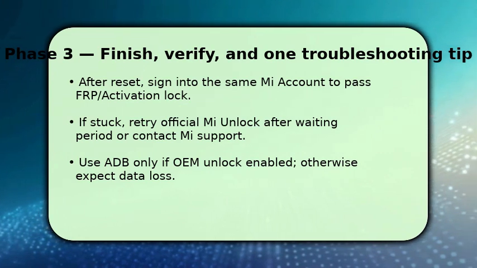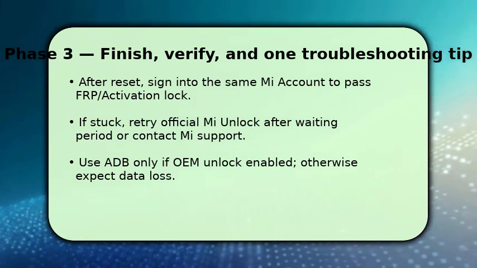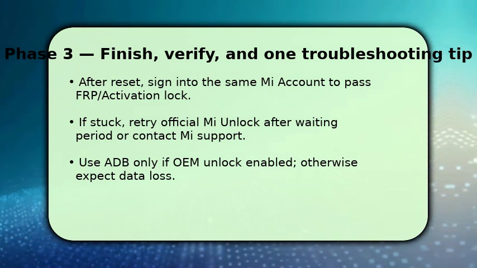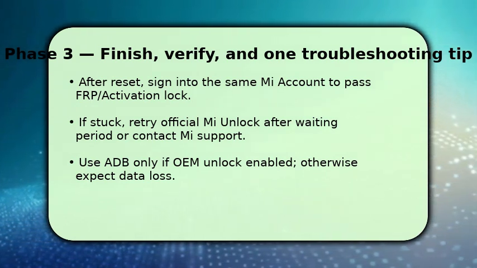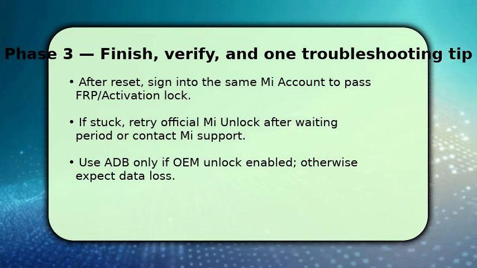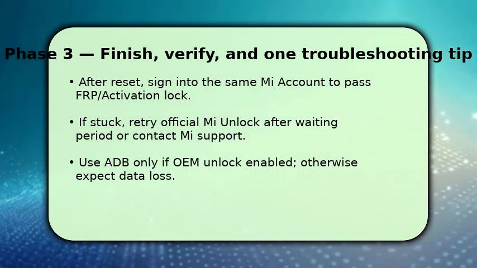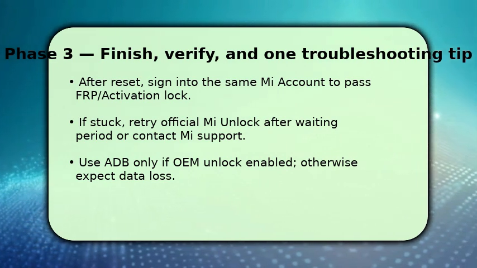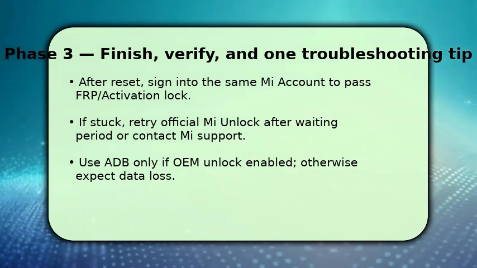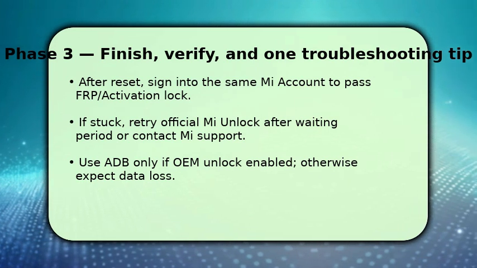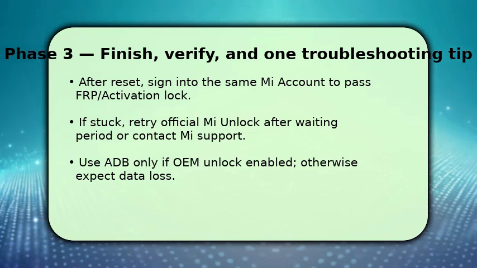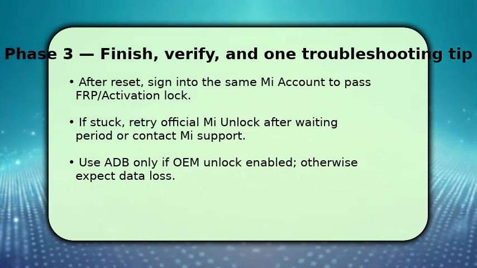Sign in with the same Mi Account to pass activation or FRP locks, because the device checks account ownership. If the phone remains locked, make sure the bootloader unlock waiting period has expired and retry the official Mi Unlock tool, or contact Mi Support for account verification. If you used ADB or flashing, ensure OEM unlock was enabled. Otherwise, you will face permanent data loss. One key tip: keep a record of account credentials to avoid this.